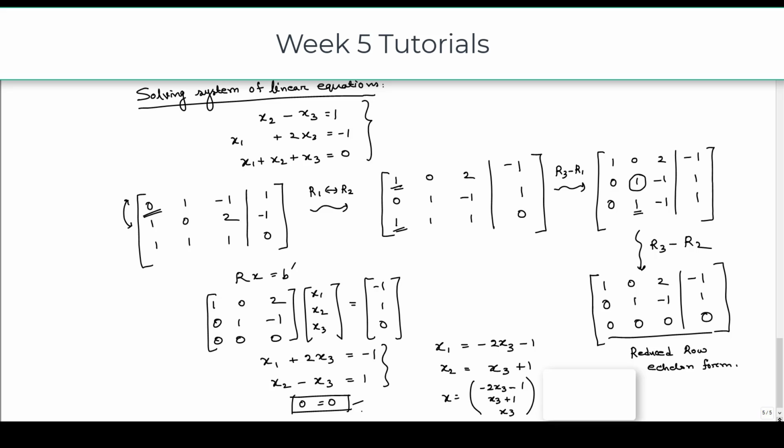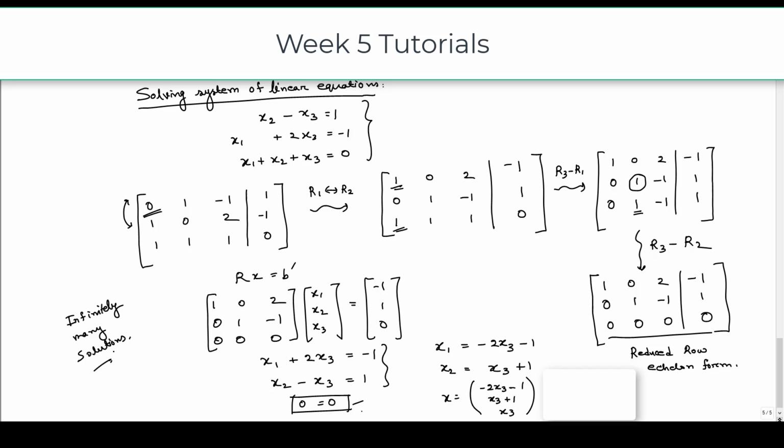Now x3 can take infinitely many values, as there are infinitely many real numbers. So this system of equations has infinitely many solutions. Whatever value of x3 you put here, you will get the values of x1 and x2 according to these equations. So this system of linear equations which we started with has infinitely many solutions.